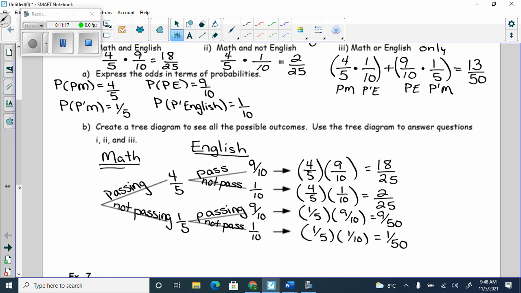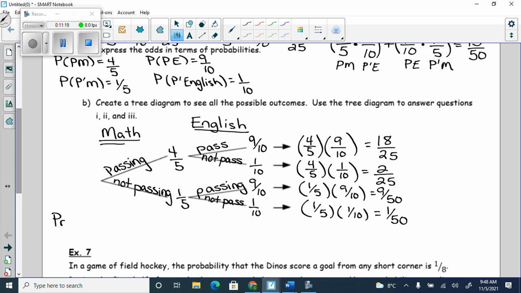So if I say probability of passing math, which ones would I add up? Which ones does she pass math in? Simon, what do you think? Anything with the 4/5 in it, right? So which two cases would it come with? Yeah, the 18 out of 25 and the 2 out of 25. In both those cases, she passes math.